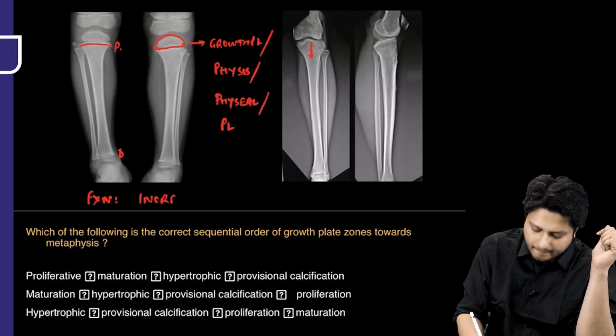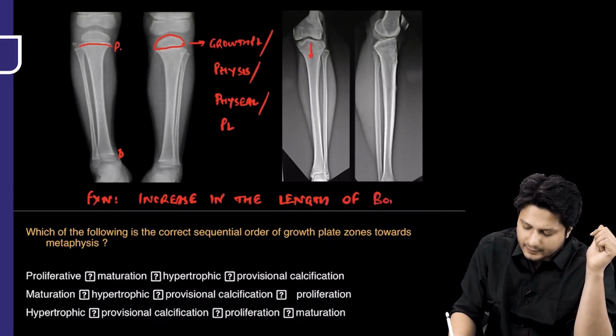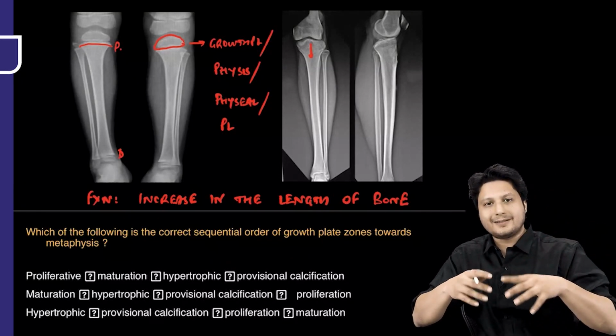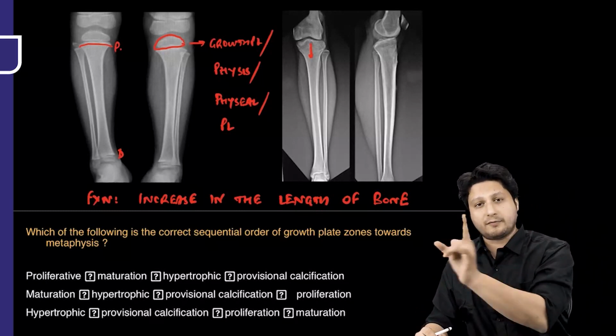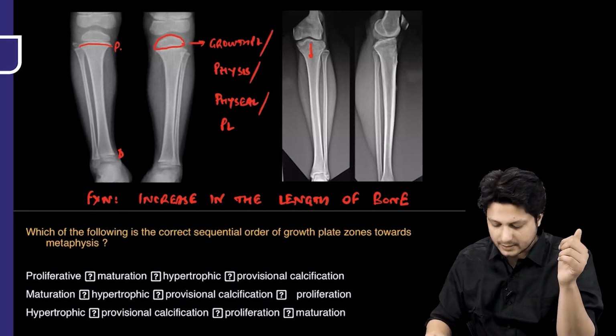Now, as far as growth plate is concerned, the major function of the growth plate is to increase the length of the bone. All right. It is responsible for increasing the length of the bone. It is not responsible for increasing the width of the bone. The width of the bone is the function of the inner layer of the periosteum. That means cambium layer of the periosteum.